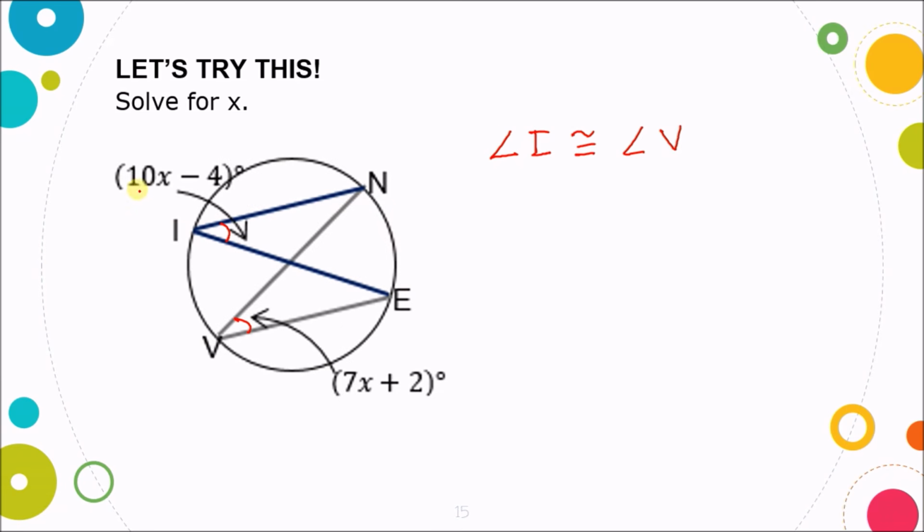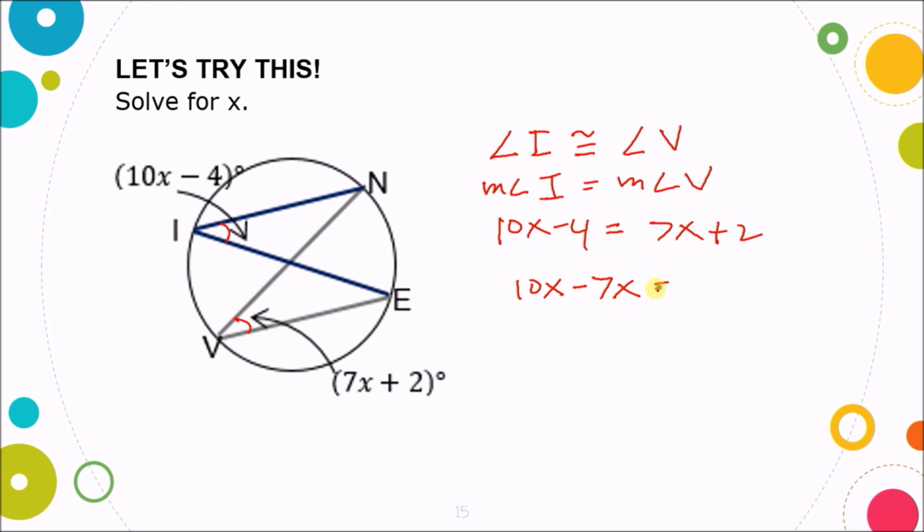So for now, by substitution process, ilalagay natin yung angle I. We could say that the measure of the angle I is equal to the measure of the angle V natin. Ilalagay natin yung I, which is noted as 10x minus 4, that is equal to the measure of our angle V, which is 7x plus 2. So at this point, we could solve, transpose natin the 10x, bring down 2, transpose natin yung negative 4, magiging plus 4.